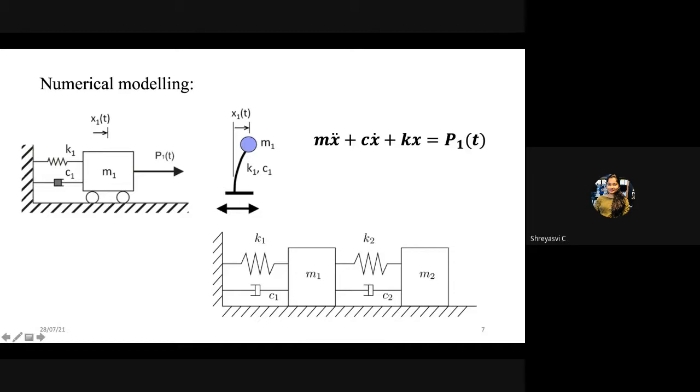This is just for a single story building, the one on the left, and the one here at the bottom is for a two story building. So again, like I told you, each floor unit will have its own mass, its own stiffness, and its own damping.